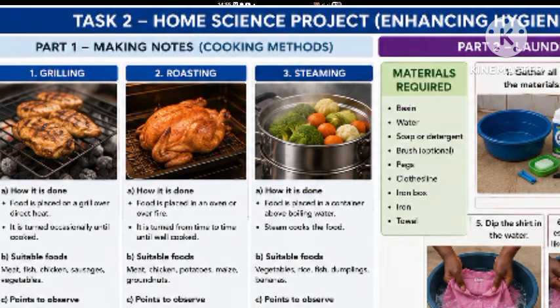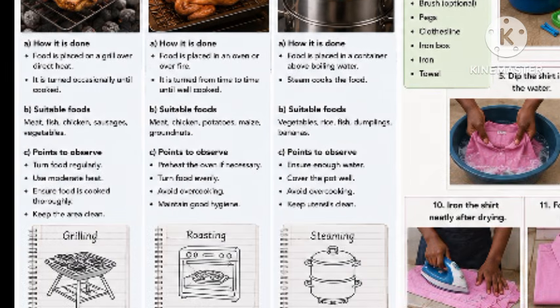In the notes you can say, grilling is cooking food using direct dry heat. Foods suitable for grilling include meat, fish, chicken, and sausages. Points to observe: turn food regularly. Avoid excessive heat and ensure food cooks properly.